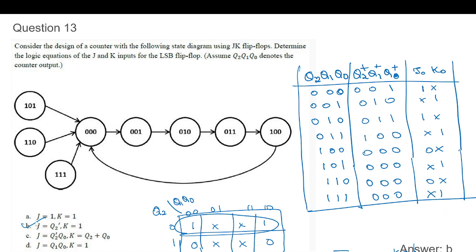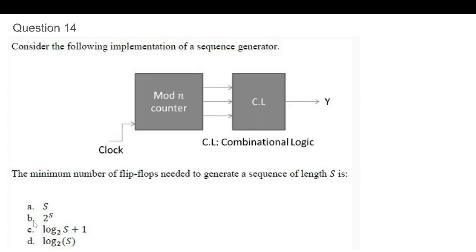Okay, with this, I will go for the next question. Consider the following on the sequence generator. The minimum number of flip-flops needed to generate the sequence of length S. So we have seen if we have n flip-flops, we get 2 to the power n as the length of the sequence. So it should be log 2 S.